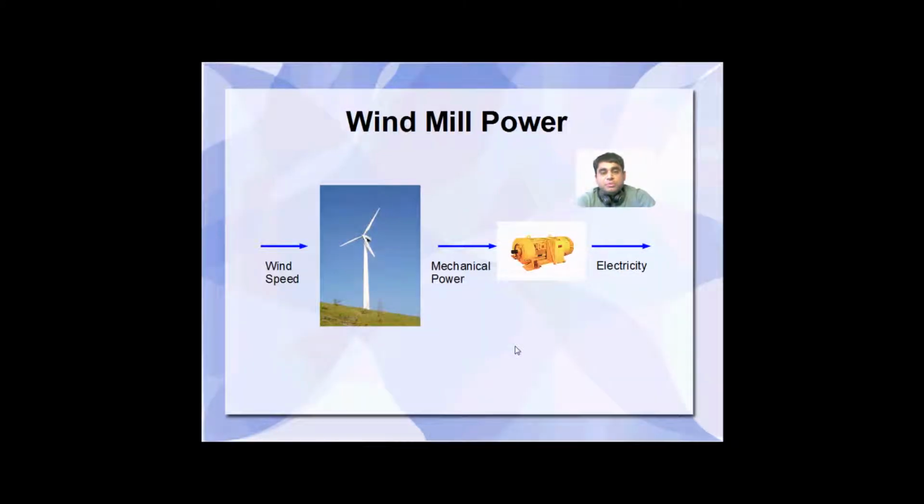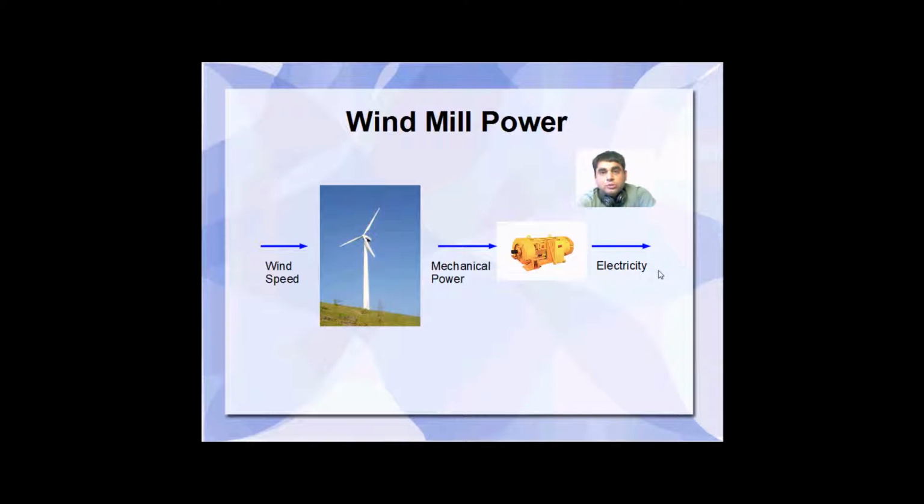In this demo, we'll be simulating a simple system which is a windmill power station. So we have a windmill model. The input is the wind speed and the output is the mechanical power. This mechanical power is then fed into a generator which generates electricity.